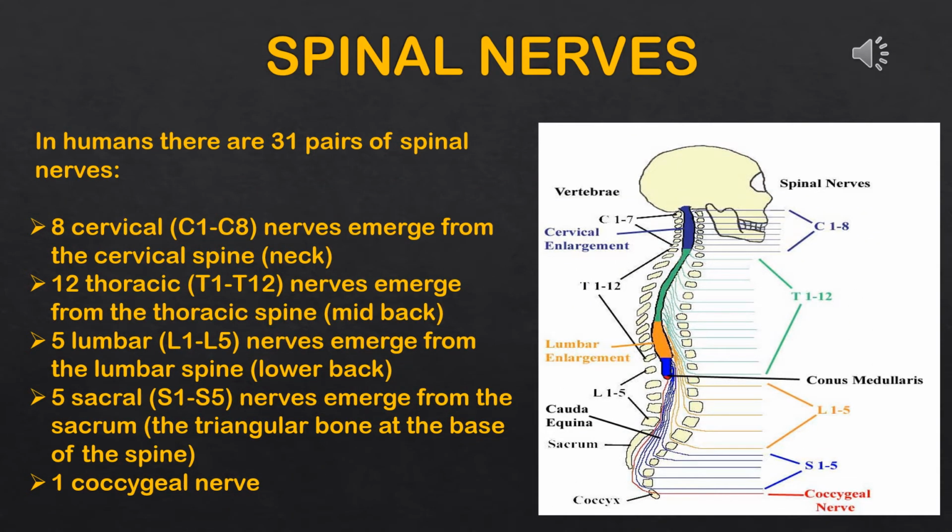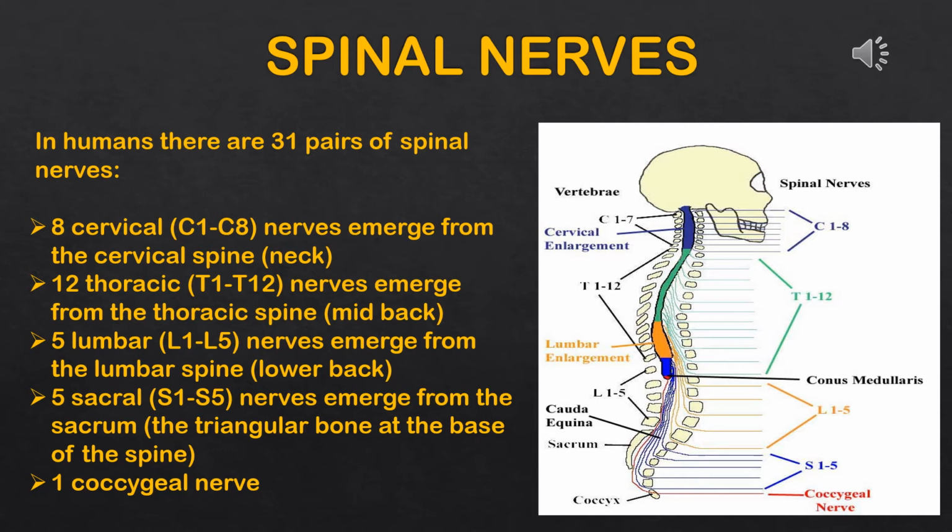Now spinal nerves. There are 31 pairs of spinal nerves originating from the spinal cord. So in humans, there are 31 pairs of spinal nerves. Names are 8 cervical nerves. That is C1, C for cervical, C1 to C8. So you can count like this, 1, 2, 3, 4, 5, 6, 7, 8. So C1 to C8, 8 cervical nerves emerge from the cervical spine, that is the neck. See the diagram, you will understand. Neck portion, that blue portion. See 1 to 8. Okay, cervical enlargement has been given.